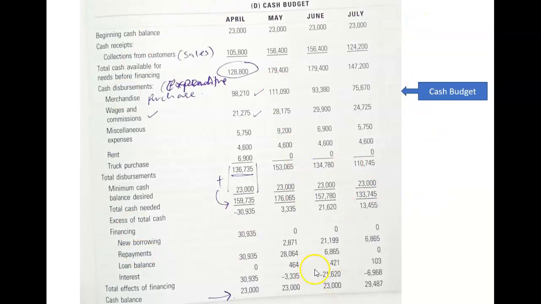Okay, so this is the cash budget. That's why you need to know how to prepare a cash budget. Okay.